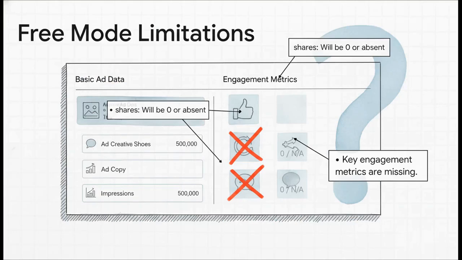Now, it is super important to understand what you get and what you don't. If you run in free-only mode, I can guarantee you won't see things like likes, shares, or comments. That data, the stuff that tells you what's actually resonating with people, is going to come back as 0, or just be missing entirely. That's the big limitation of using only the public libraries.